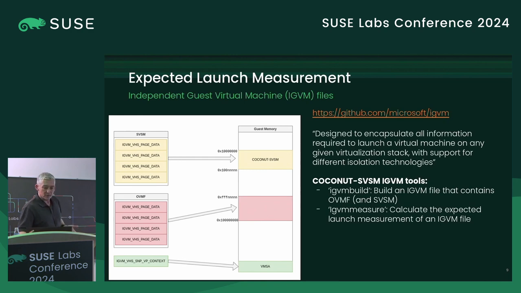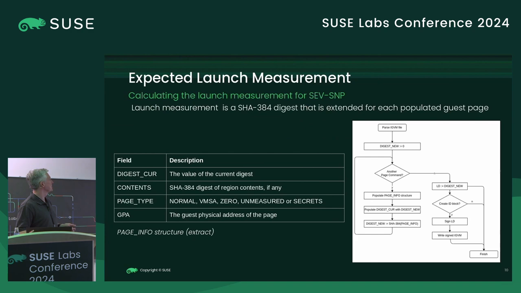Now that's quite important. What's my next slide? I expected launch measurement. And measuring the IGVM file offline is actually quite an important process because, when the guest starts up, it results in a measurement. How do you know that measurement's right?